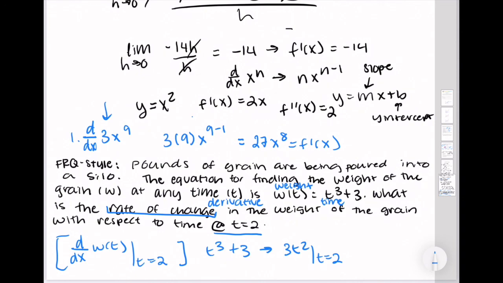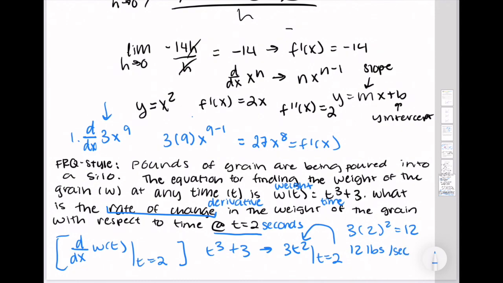And now that we have our function, we have to find the rate of change in the weight at time t equals 2. So now we plug in 2 for t, and we get 3 times 2 squared. So we get 3 times 4, which is 12. So the rate of change in the weight of the grain with respect to time at time equals 2, and we'll just say it's 2 seconds. It would always tell you, but I forgot to write here because I just randomly came up with this. We would say that the derivative, if we wanted to write it with units, would be 12 pounds per second.